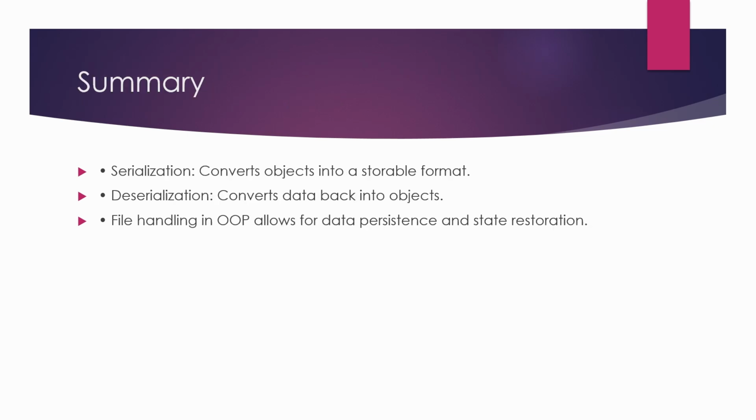To summarize, serialization allows us to convert objects into a storable format, while deserialization allows us to retrieve objects from that format. File handling in OOP makes it possible to persist data, ensuring that objects can be saved and restored even after a program ends.